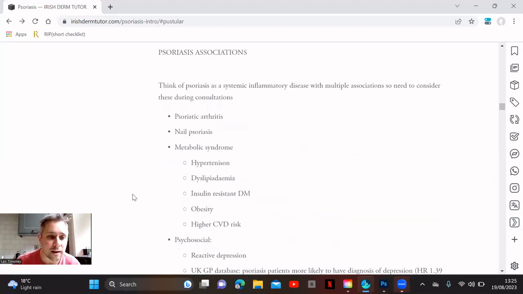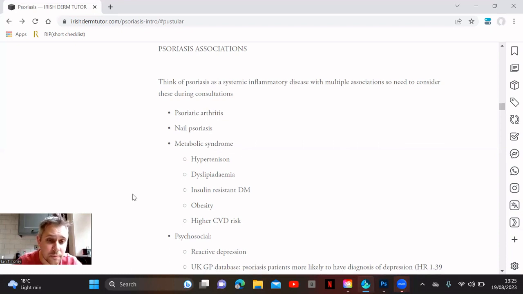So psoriasis has many associations, and you really need to think of psoriasis as a systemic inflammatory disease. And you need to inquire about other things whenever you're dealing with psoriasis. So psoriatic arthritis is obviously very common, and nail psoriasis is very common in psoriasis patients. But you also need to consider that patients with psoriasis often have associated metabolic syndrome. So they're more likely to have hypertension, dyslipidemia, insulin-resistant diabetes, obesity, and crucially a higher cardiovascular risk compared to the normal population.